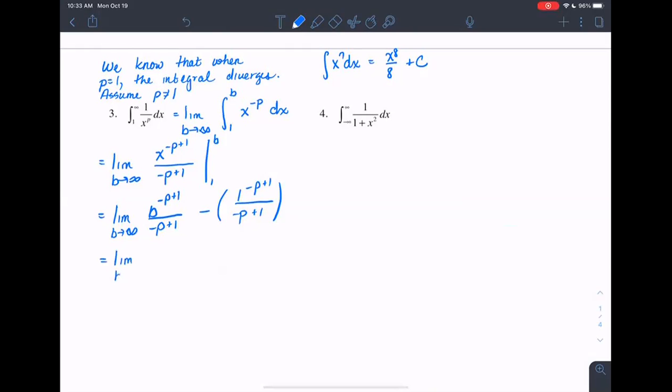Limit as b goes to infinity, b to the minus p plus 1 over minus p plus 1, minus 1 over minus p plus 1.